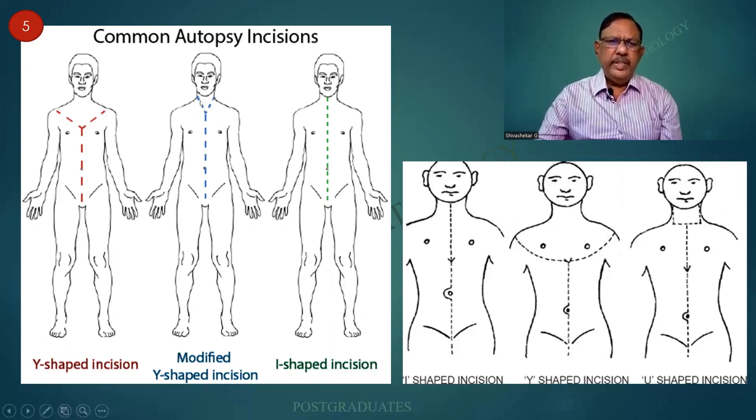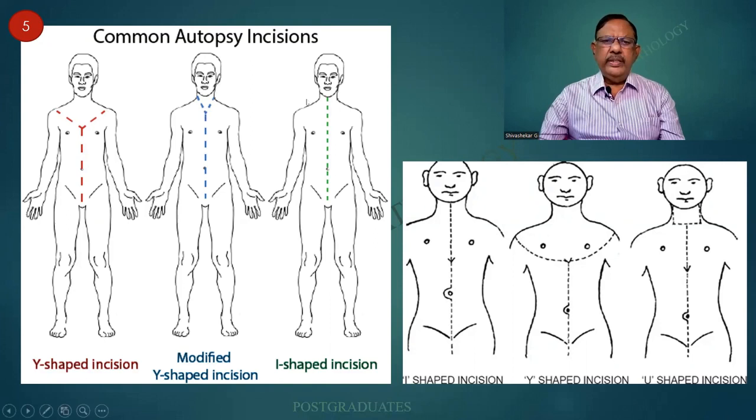There is another incision called a modified Y incision. Some books call them as U incision also. So it starts from behind the ear lobule and then across in the region of the sternum or manubrium sterni. It starts and then comes straight down, avoiding the umbilicus. This is a modified Y incision.